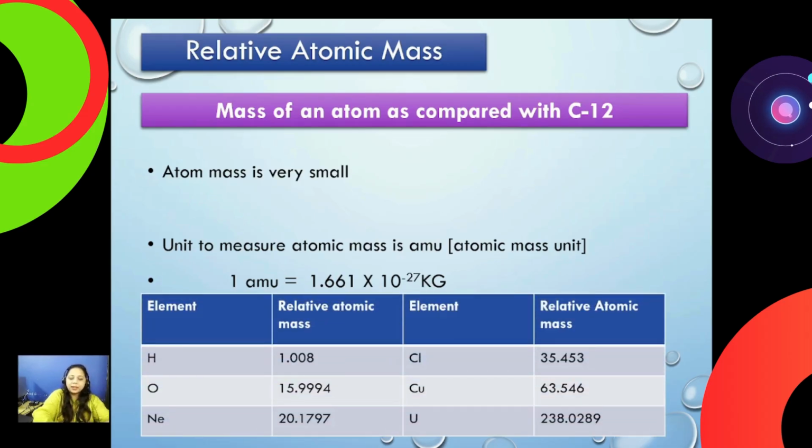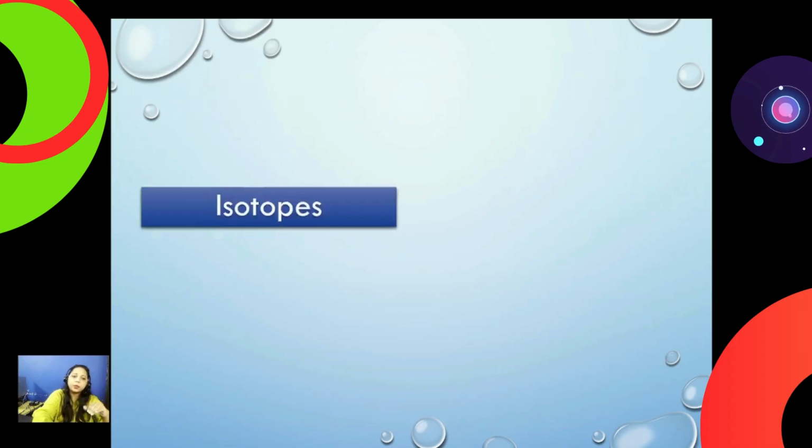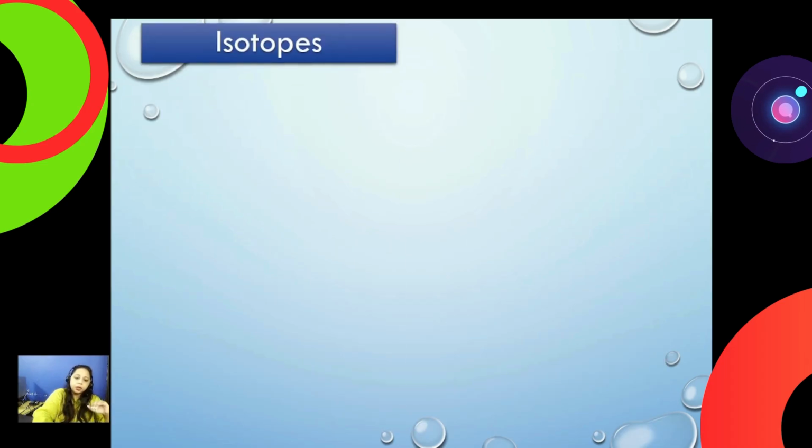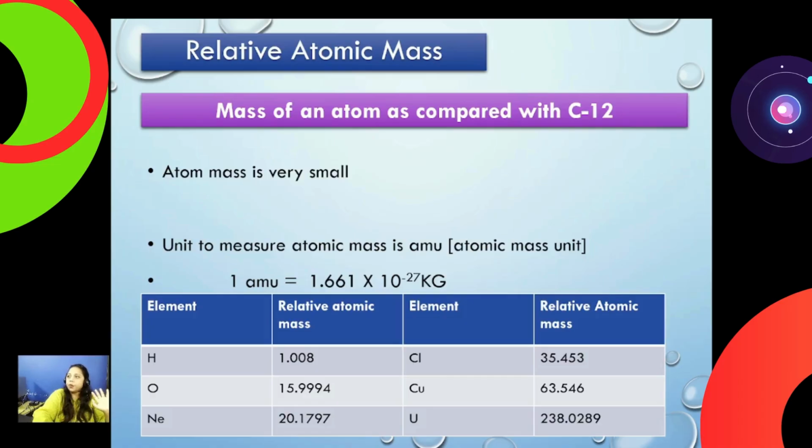So these are the relative atomic masses as compared to carbon 12. Hydrogen is 1.008, oxygen is 15.9994. Oxygen is much heavier as compared to carbon, that's why its mass is higher than carbon. Similarly, copper has 63.546, the mass is higher. It's heavier than carbon, it has more shells, more electrons and protons, that's why the mass is higher.